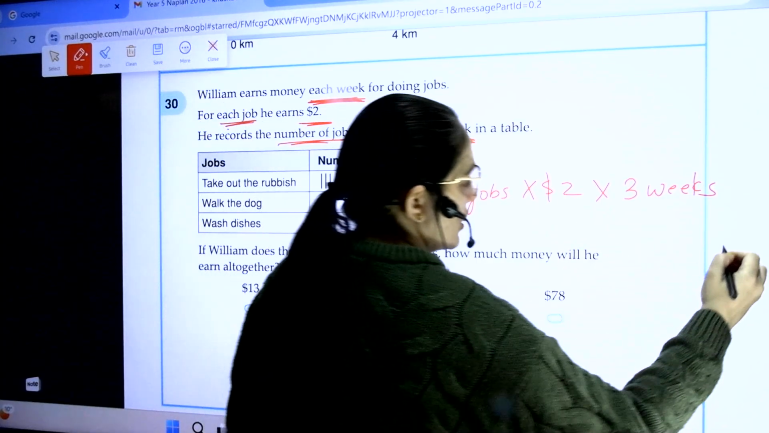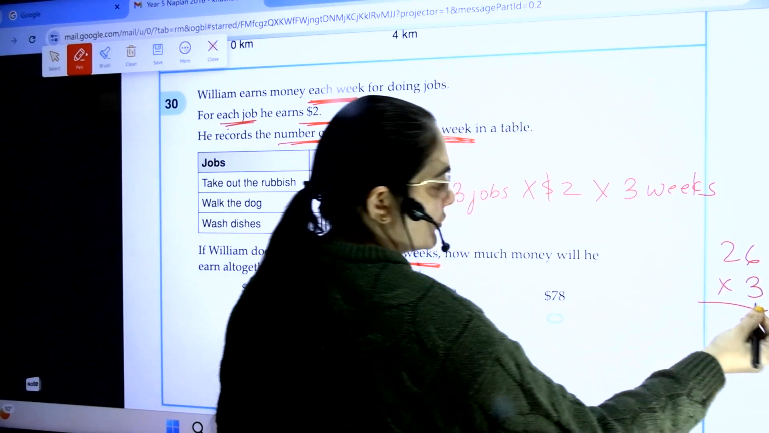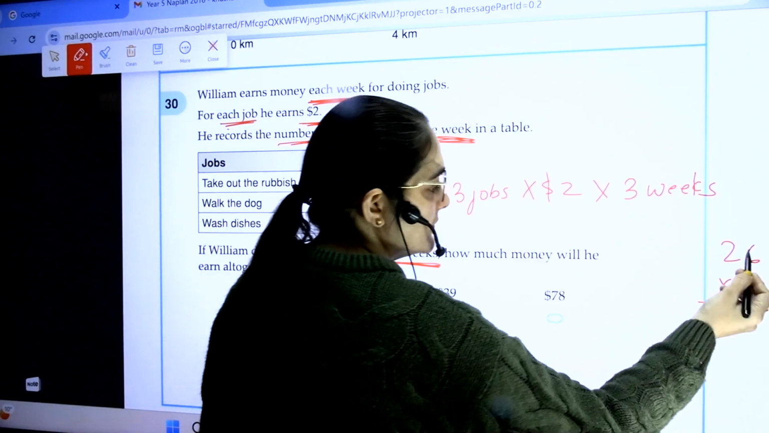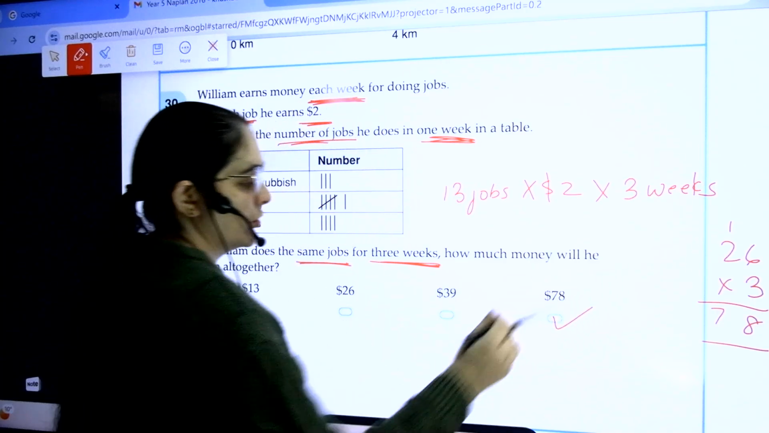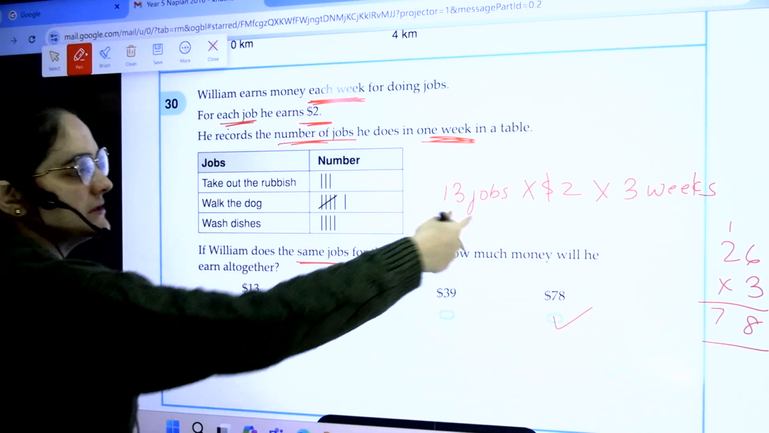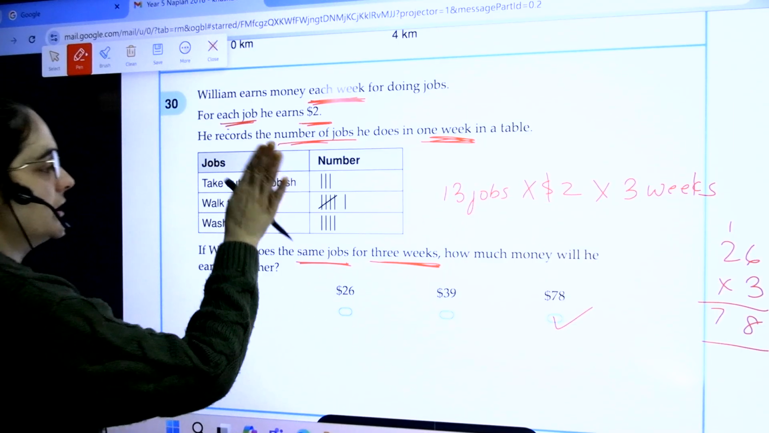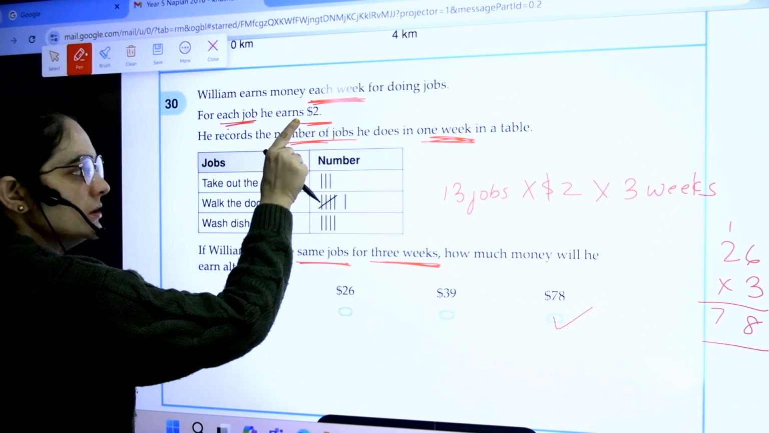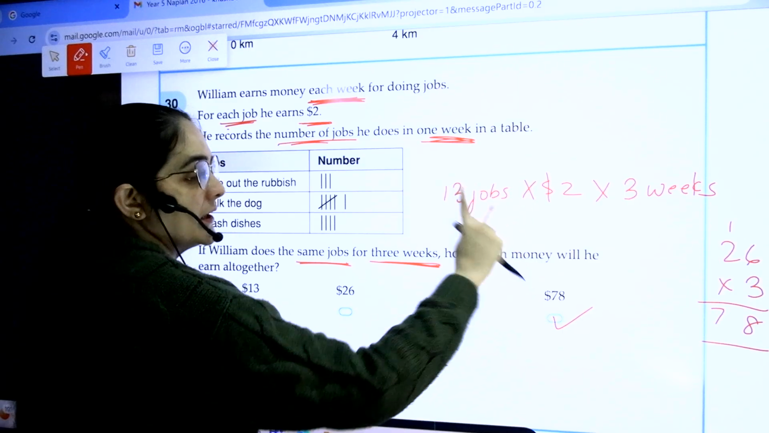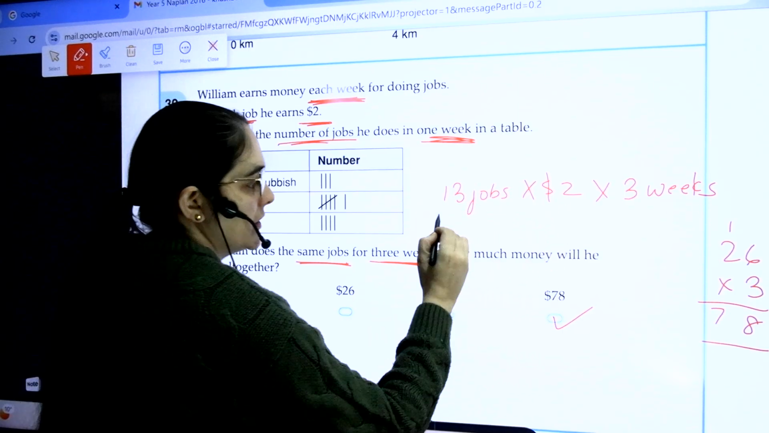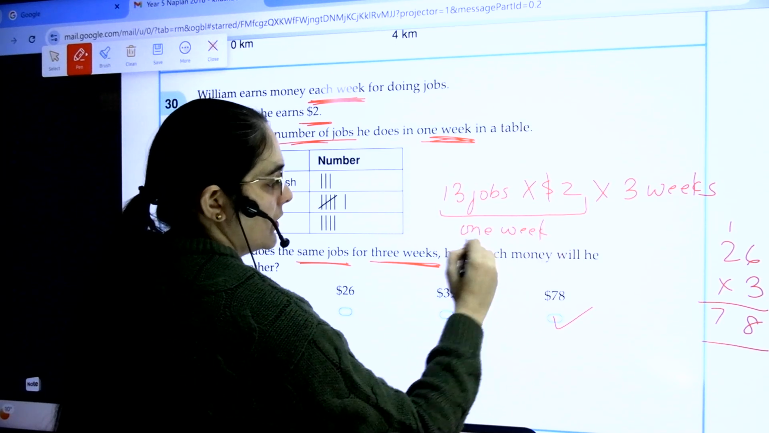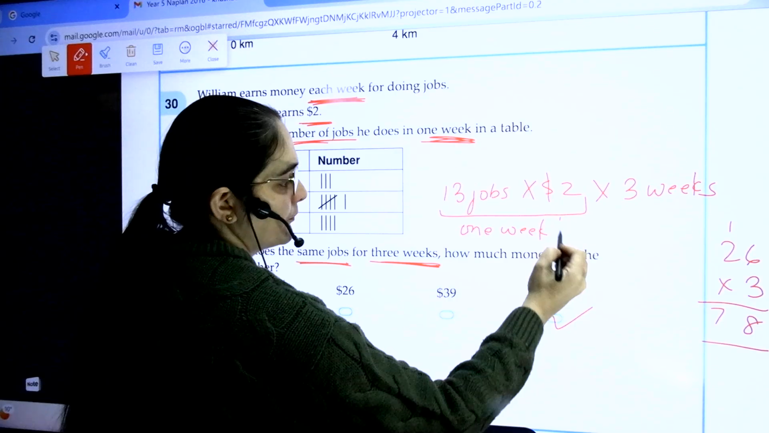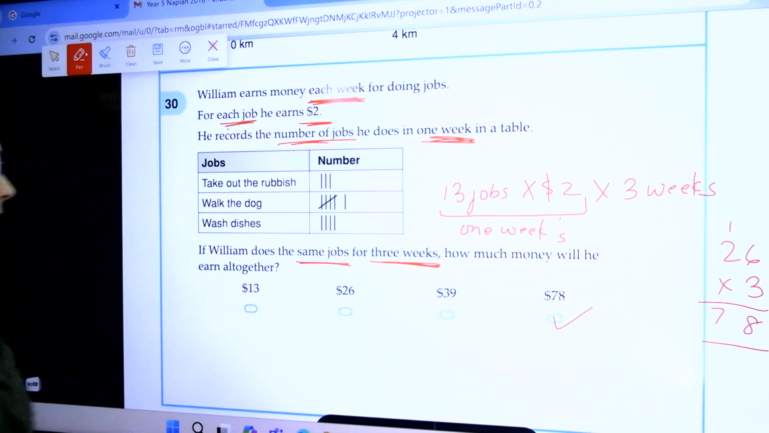26 times 3, if you are unsure, you can do that in the rough space like this. 3 times 6 is 18, and 3 times 2, 6 plus 1, 7. So that's $78. Okay, so it's basically multiplication of 3 numbers. He did 13 jobs. He was earning $2 per job. So this much is his 1 week's money, and then you have to multiply it by 3 because he worked for 3 weeks.